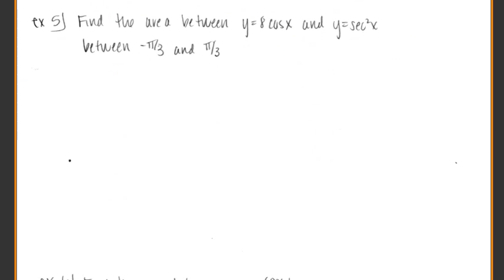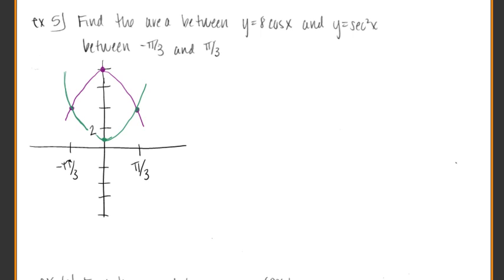Example 5, we want to find the area between y equals 8 cosine x and y equals secant squared x, between -pi/3 and pi/3. So we're closing down our interval for one thing. Let's see how this is graphed. Let's pause it, practice graphing yourselves, and I'll graph it with you, and then we can see what we get, because remember, this is the best practice when you try to do some of this on your own.